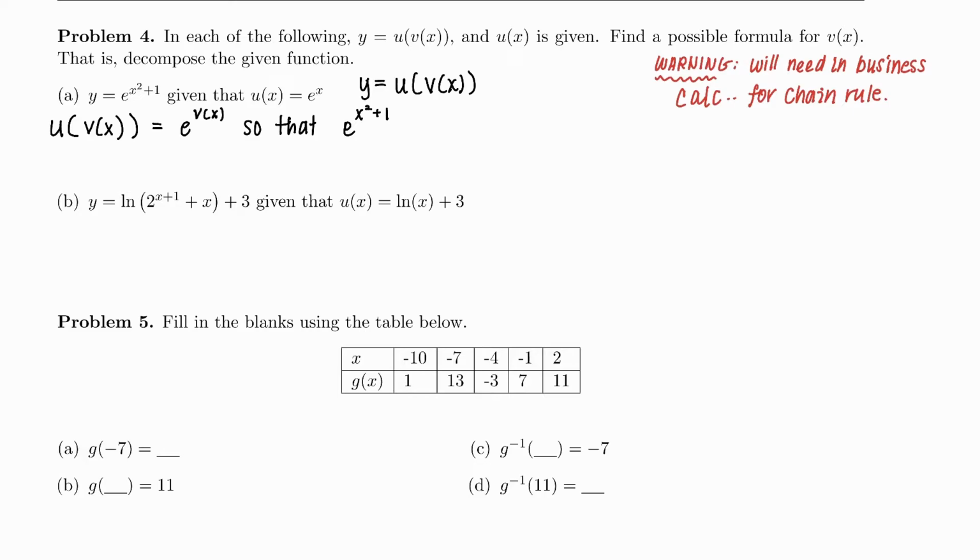So maybe we want to find v of x. So I've got a v of x here and an x squared plus 1 over there. This means that v of x needs to be equal to x squared plus 1.